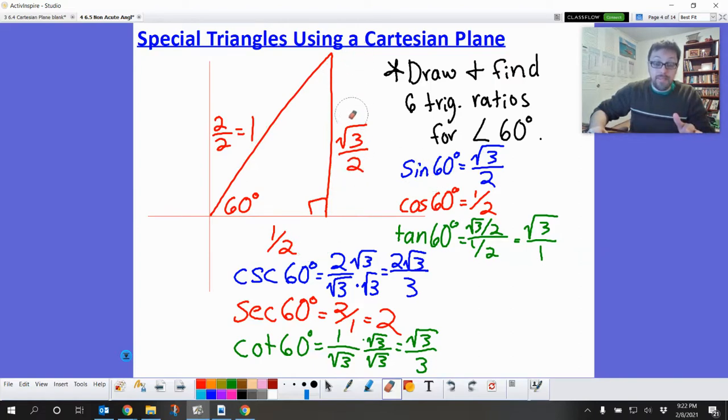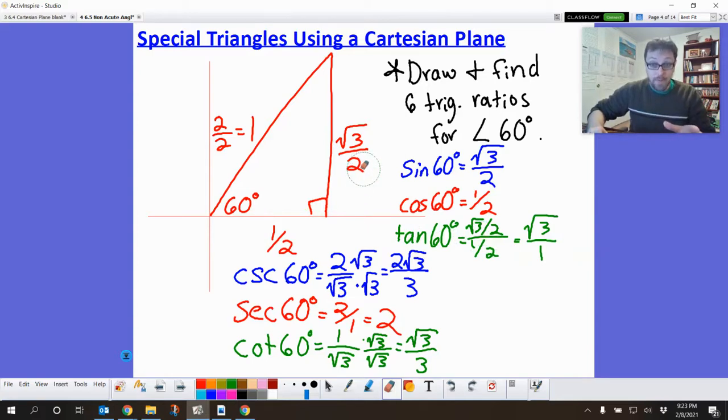Sine ends up being this value right here because it's just going to be this side divided by 1, so it's not going to change anything. Cosine ends up being just the value right here, so cosine ends up being 1/2. If we move on to tangent, tangent is just the two of those things divided by each other.